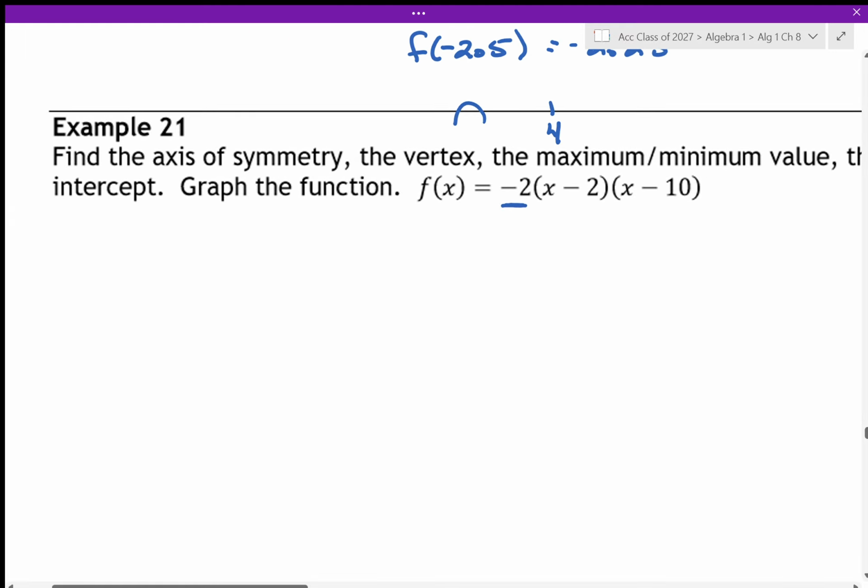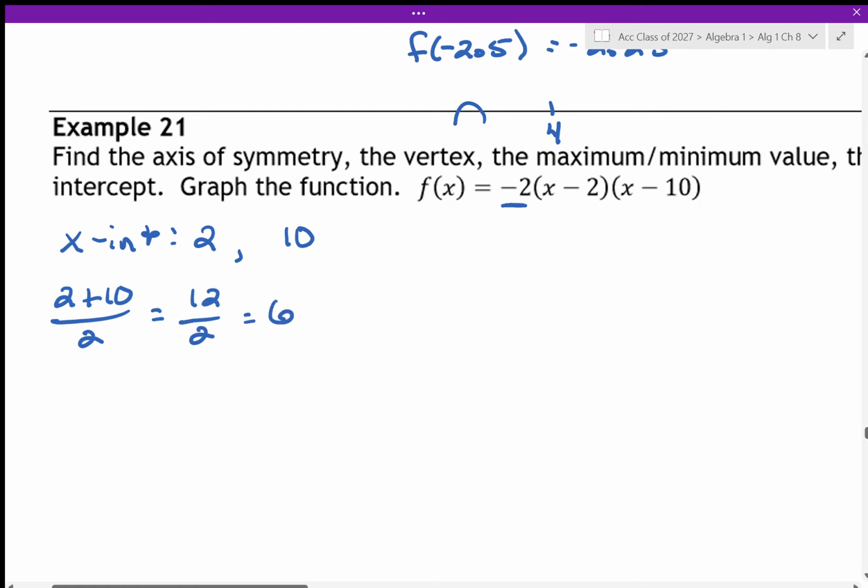So starting off with this style, we want to say our x-intercepts are the opposite of what is listed. So here we have a -2 and a -10, so it'll be a +2 and a +10. We could go ahead and graph that, but I'm going to find my vertex first. My vertex is going to happen halfway between them. So halfway between 2 and 10, you add them up and divide by 2, that's 12 halves, which is 6. So that gives me the x value of my vertex.